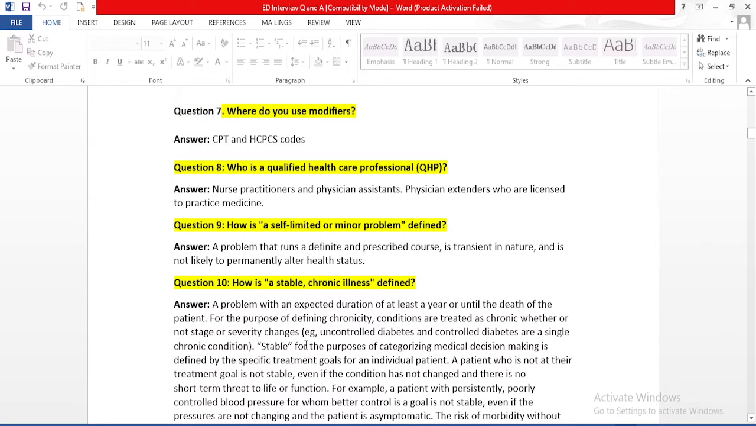Next question. Where do you use modifiers? Usually we use modifiers to append them to CPT and HCPCS codes.